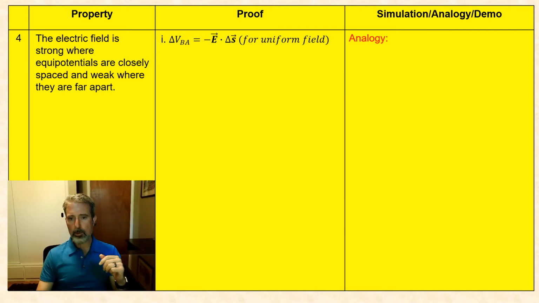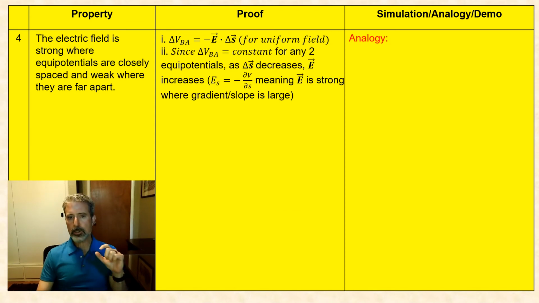So starting here with our definition of electric potential difference between 2 points for a uniform field, and this is just a special case, but what applies here is generally true. We can say that since the electric potential difference is constant for any 2 points on two given equipotentials, it doesn't matter what those points are. Take a point on equipotential 1, a point on equipotential 2. The difference in electric potential will be the same regardless of the 2 points you choose.